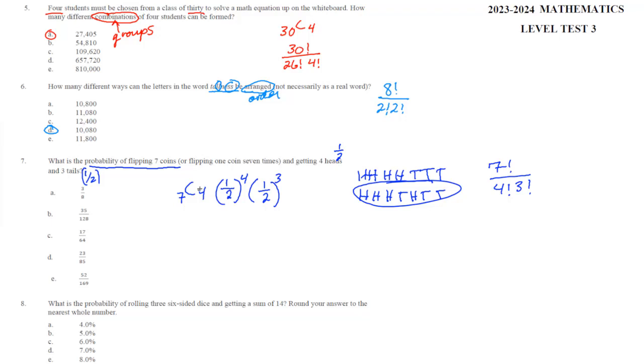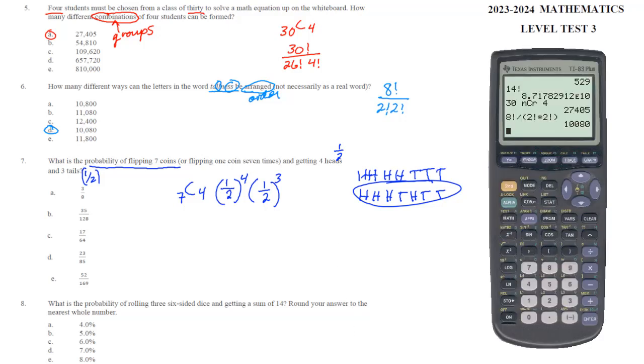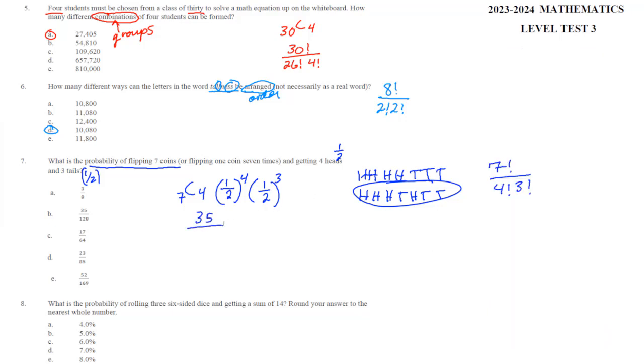So let's punch this all in. We have 7 choose 4 times 1/2 to the 7th power. In a calculator, that's 7 math choose 4, and that is 35. So it's going to be 35 over 2 to the 7th power, which is 128. So that's 2 to the 4th times 2 cubed is 2 to the 7th. 35 over 128. The answer is B.